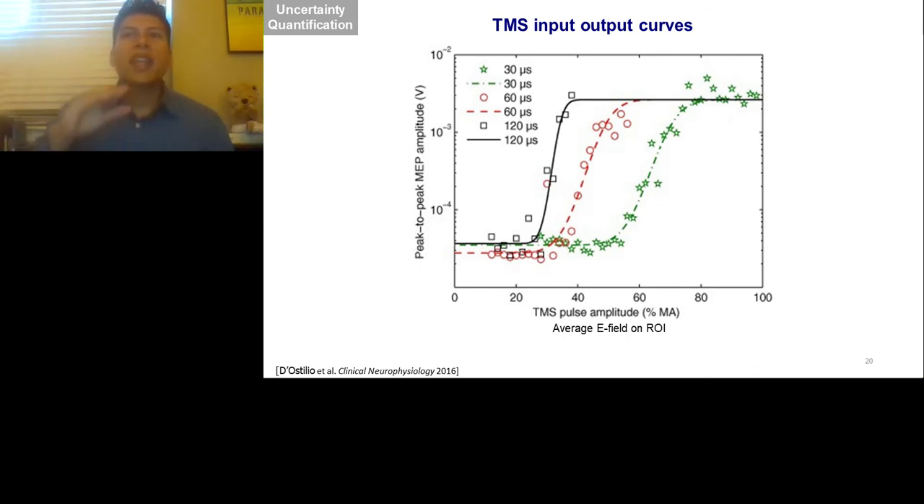And then what you see is that as we increase the intensity, we get a higher and higher MEP, or motor evoked response. And at some point it saturates. But more importantly, this change from very little activity being generated by the TMS pulse to high activity occurs in about a 10 volt per meter range. Meaning that a variation of 30 volts per meter is quite significant. And so the use of neuronavigated procedures is important.